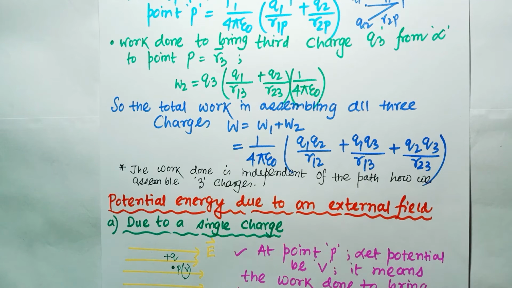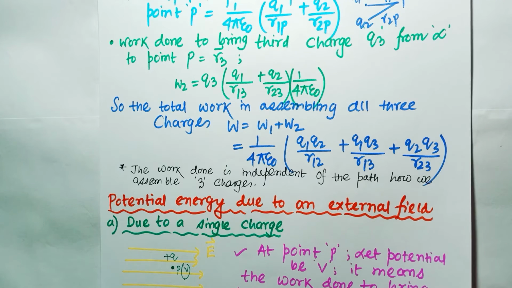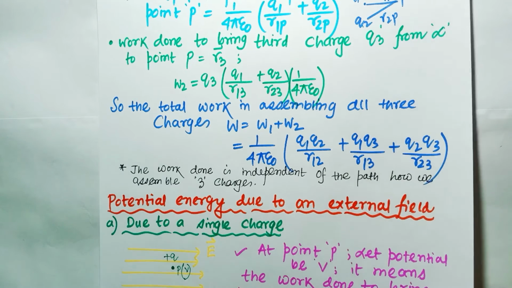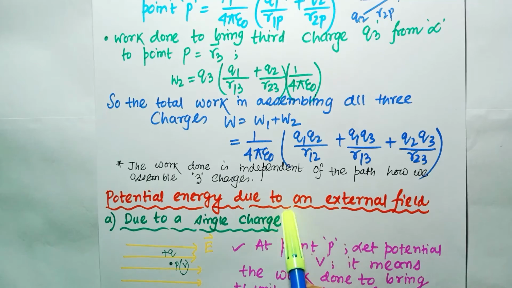So far we have discussed the potential energy of a system of charges where no external electric field is present. Initially there is no electric field. Now we will move one step ahead, to the presence of an external electric field. So now we will discuss the potential energy where an external electric field is present, the potential energy due to an external field.